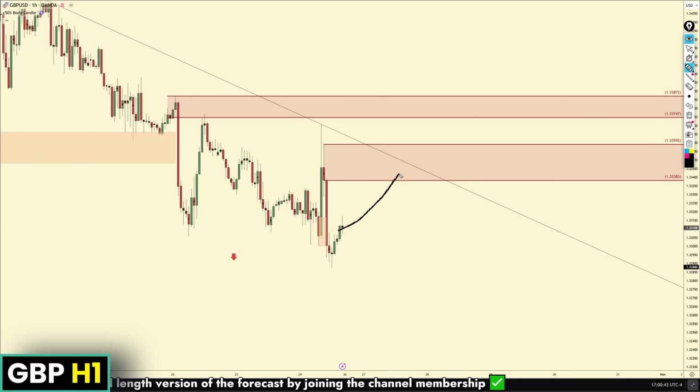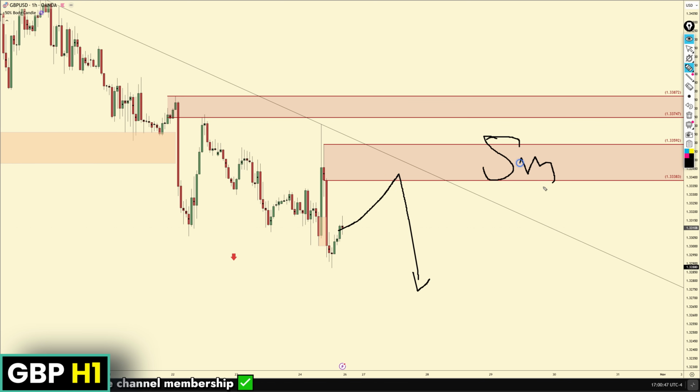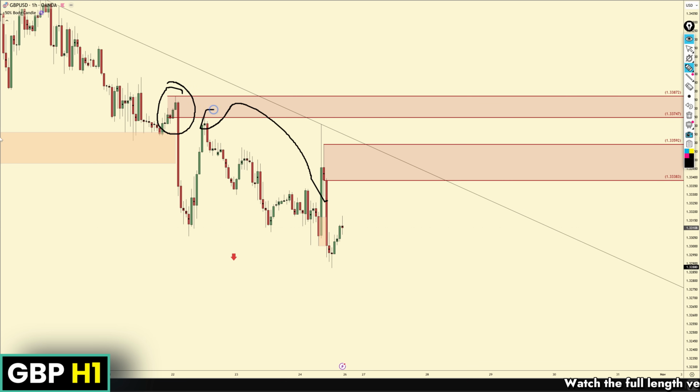So a pullback up to this supply could be good. I personally prefer to look for shorts on a 5-minute time frame in there, looking for confirmation, just because I'm not too sure about the zone. This zone, however, that was a great set and forget. Nice tight basing, very explosive move away.